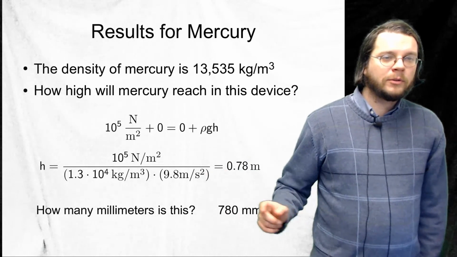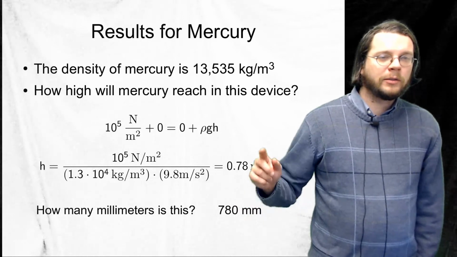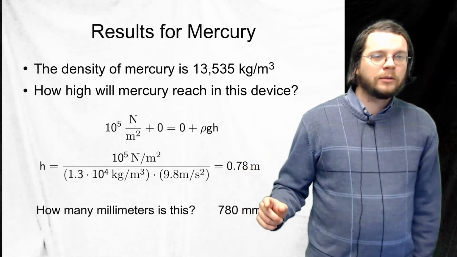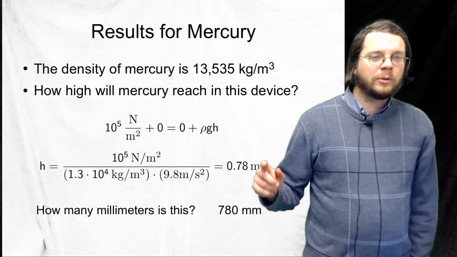And these two numbers are the same, right? So a millimeter is 10 to the minus 3, and so this times 10 to the minus 3 is 0.78, right? Okay, let's talk about a siphon.